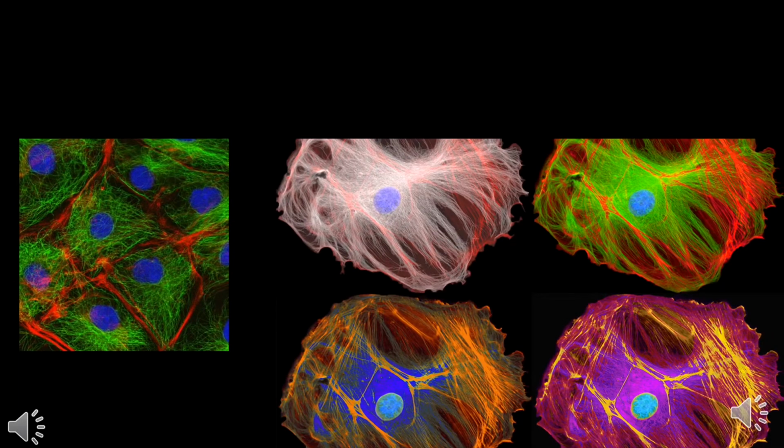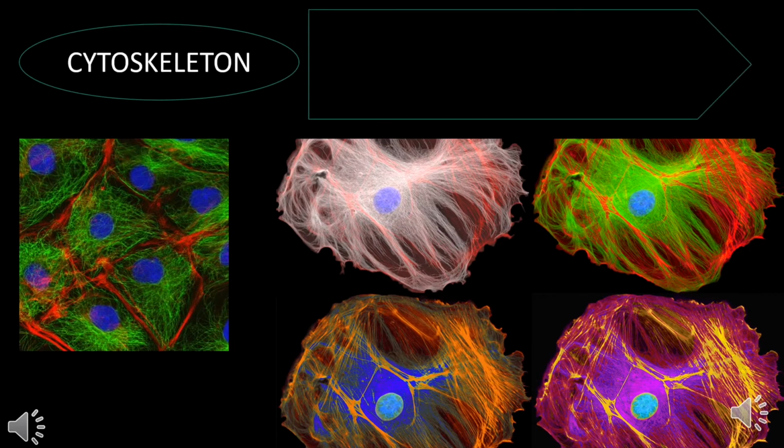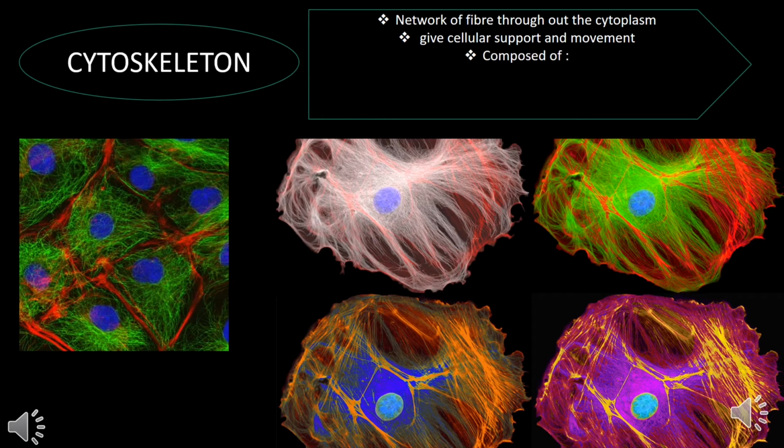Now, let's dive deeper into the eukaryotes. So, here are some of the pictures of cytoskeleton. What is cytoskeleton? Cytoskeleton is a network of fibers throughout the cytoplasm. It gives cellular support and movement. It is composed of microfilaments, intermediate filaments, and also microtubules.